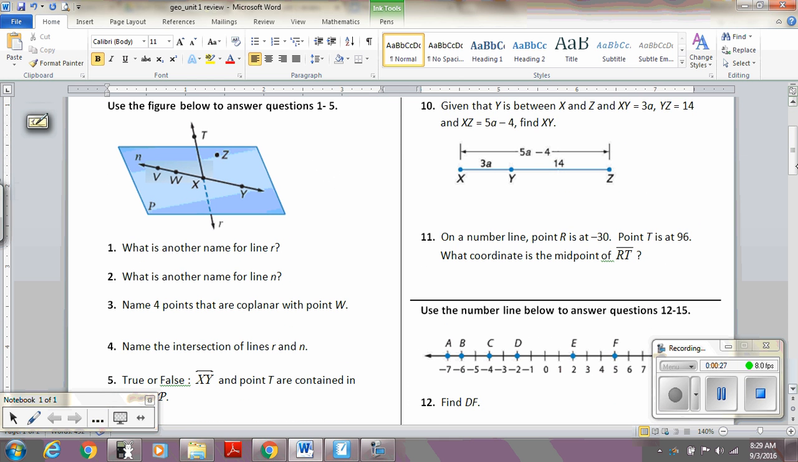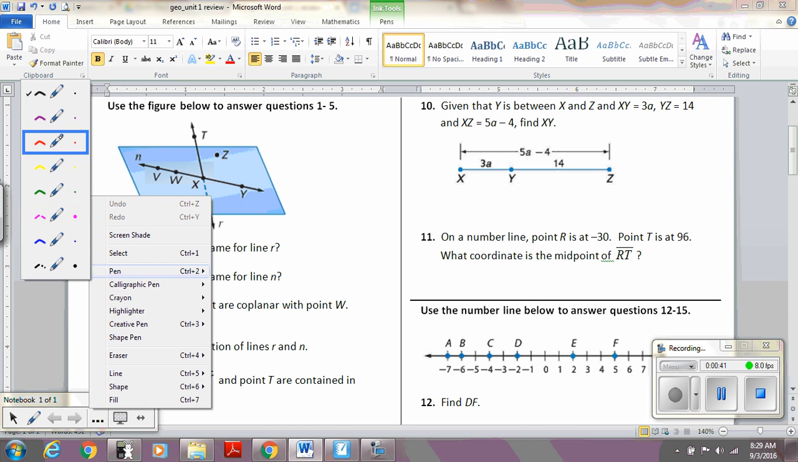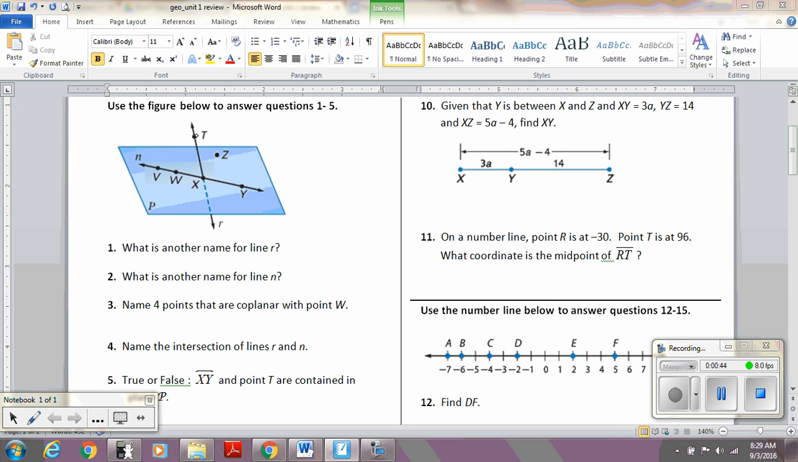Number 1 says, what is another name for line R? Line R is this line right here going up and down on the plane. So to name a line, you pick 2 points on the line. And on line R, I see point T and point X. So this would be line TX with the line symbol at the top. Or you can reverse the lettering and say line XT.